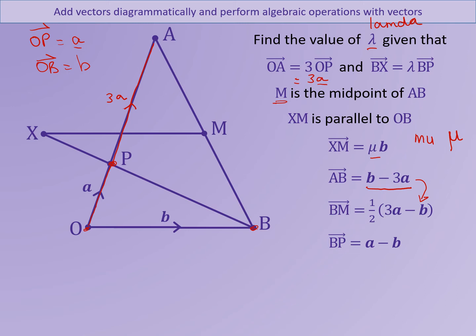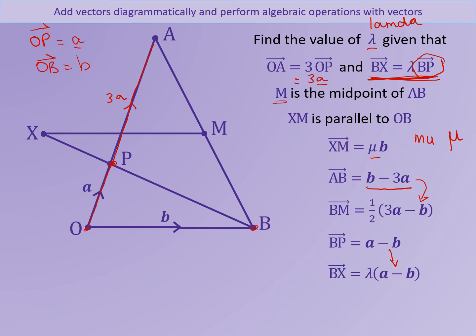And then the next step is to have a look at BX. So this is what we're trying to get towards, and this is why we've built up this problem to try and get to this here. So we need to know what BX is. Well, BX is some multiple of BP. So I've substituted where you've got BP in this equation, I've substituted it in, and we now have lambda lots of A minus B. So we're trying to solve this problem and work out the value of lambda.